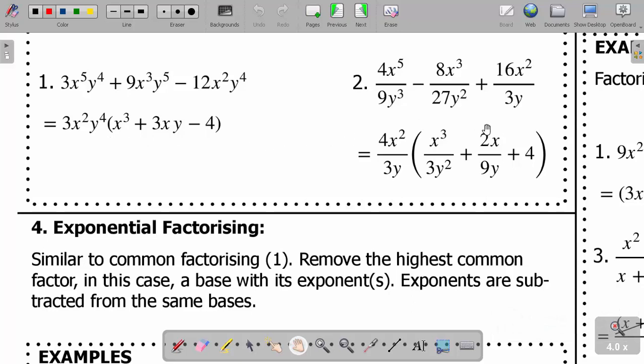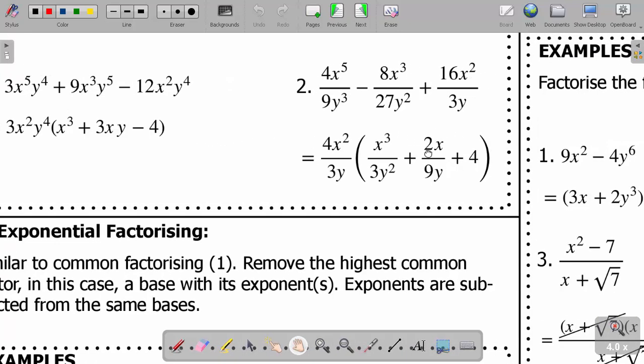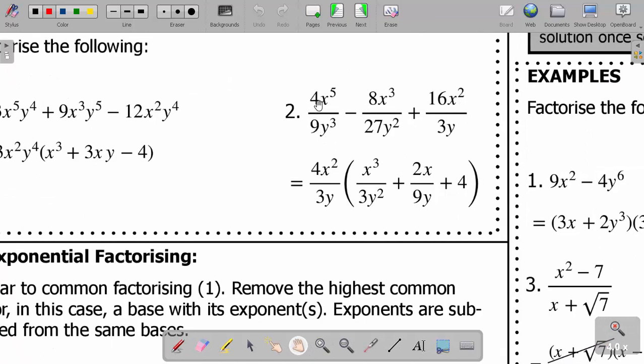It could be in fractions, like in this case here. In fractions where I have 4x power 5 over 9y cubed, minus 8x cubed over 27y squared, and then plus 16x squared over 3y. Now what is common here, guys? Check here. This is x squared, x power 3, x power 5. We said the one which has the lowest power is the most common. So x squared must be outside the brackets. So 4, 8, 16, the common factor is 4, so I take 4 out here. And then I'm left with x cubed.